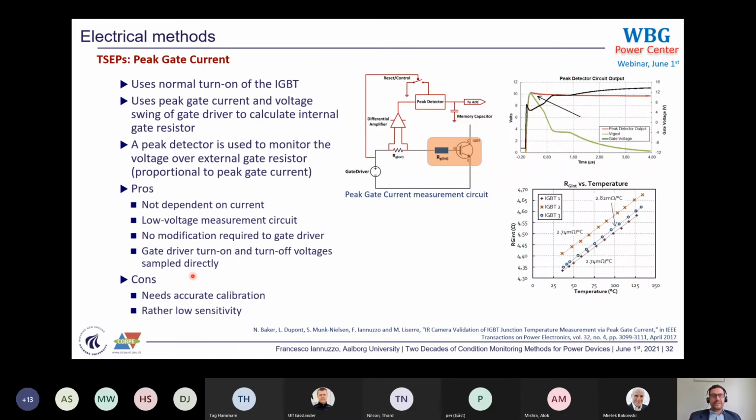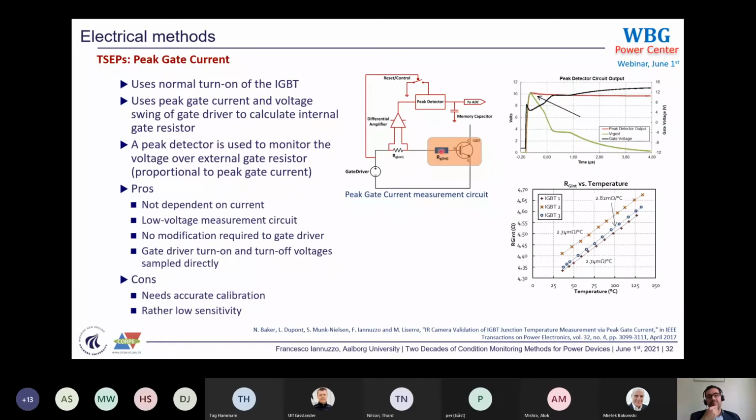Peak gate current, this is very interesting, very promising. The idea is you want to monitor your temperature on the gate side, and the idea is very simple. Think of the turn-on sequence. At turn-on, your gate is initially low voltage. It can be 0 volts, it can be -5, -10, doesn't matter, because you are in the gate driver.